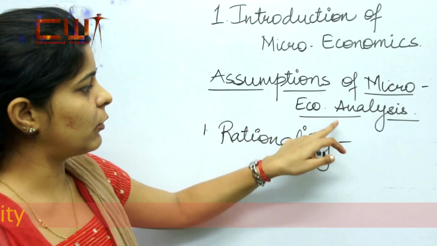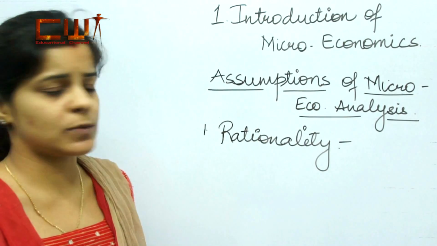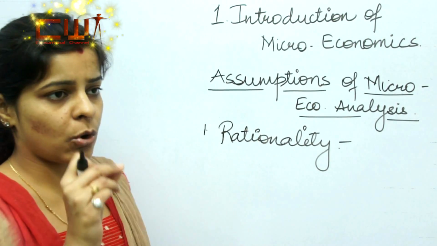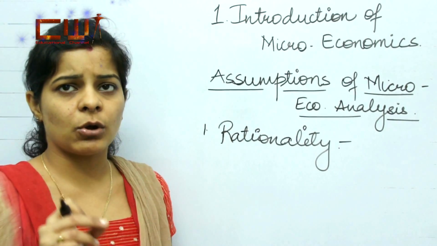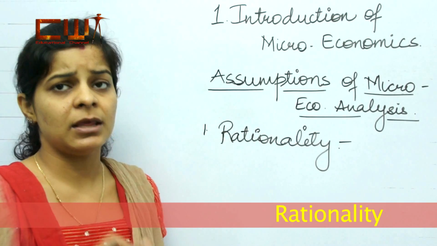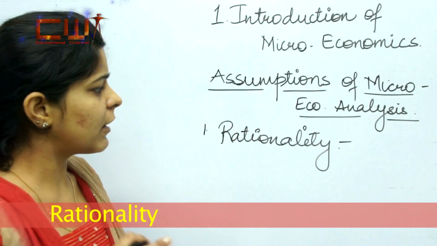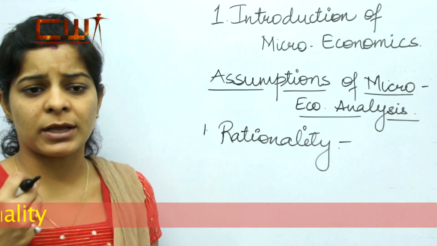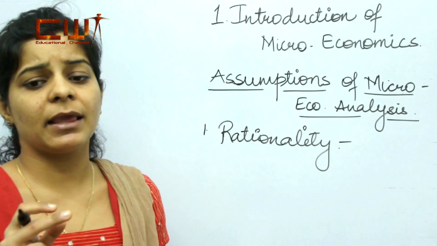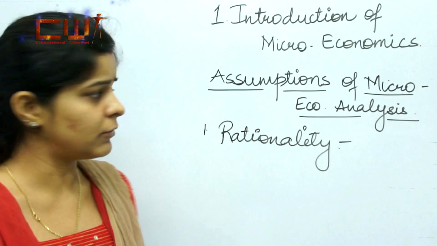See, we are studying microeconomics, so definitely it means that we are studying the individuals. So rationality means all individuals that constitute the economy, or that form part of the economy, are rational in their behavior. Whatever decisions they are taking regarding purchasing the product or selling the product, they are making rational decisions. They are behaving in a very normal fashion, right?